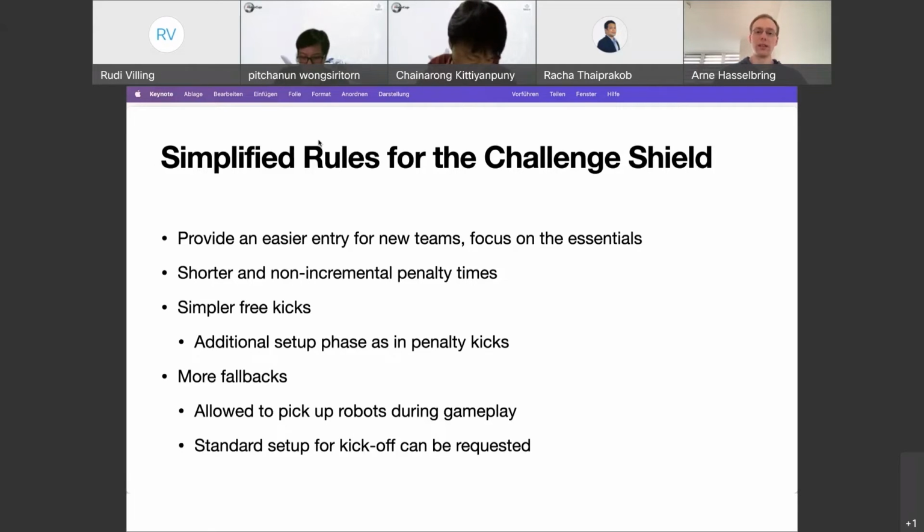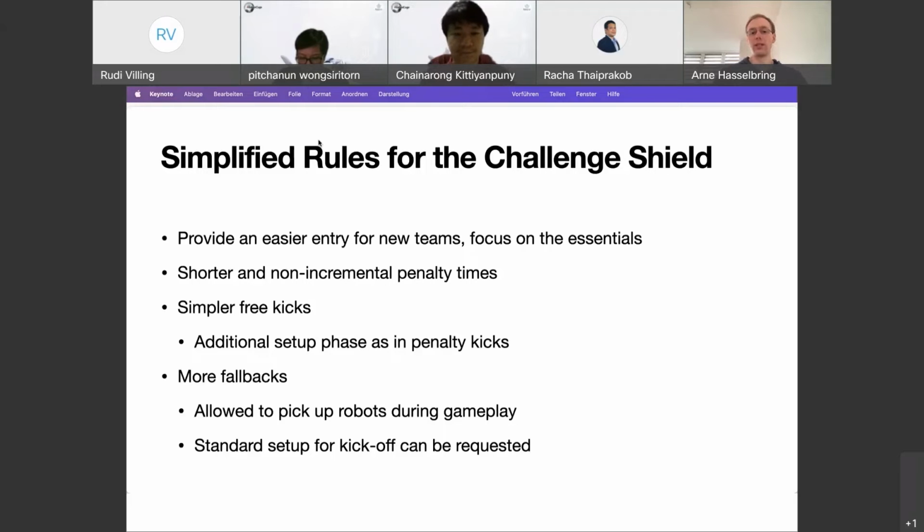One of the items that is different for the challenge shield is that they have shorter penalty times. As you could see in Rudi's statistics, the penalties per game in the challenge shield are relatively high, and the penalties are timed. So each time there is a penalty, a robot must leave the field for some time. So with that amount of penalties per game, there often would be very few robots left, and that is undesirable if you want to see actual playing happen.